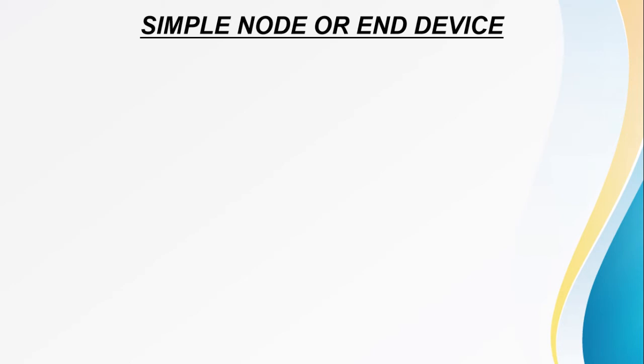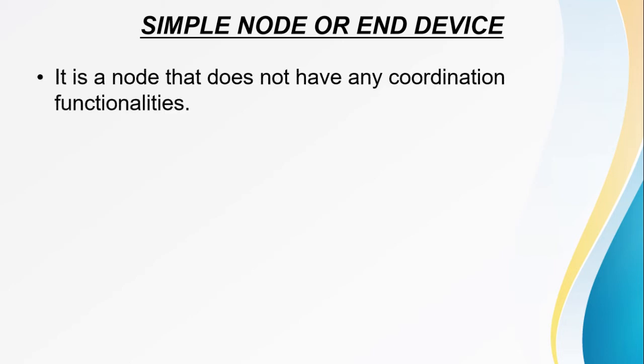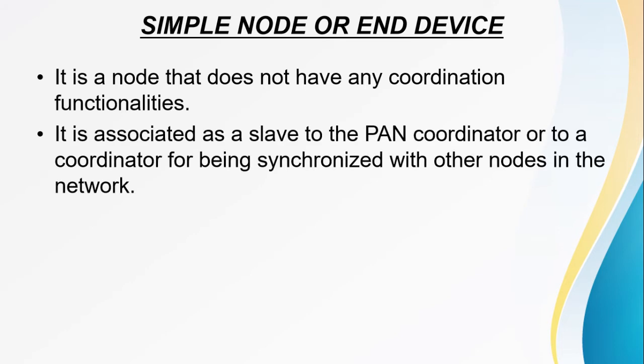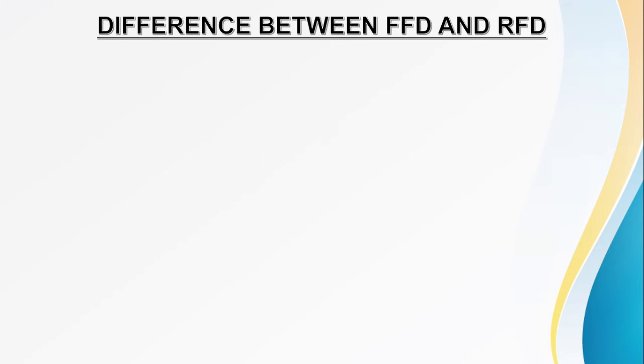Simple or end device. This is the last and the only other category of the personal area network. It is a node that does not have any coordination functionalities. It is associated as a slave to the PAN coordinator or to a coordinator for being synchronized with other nodes in the network.